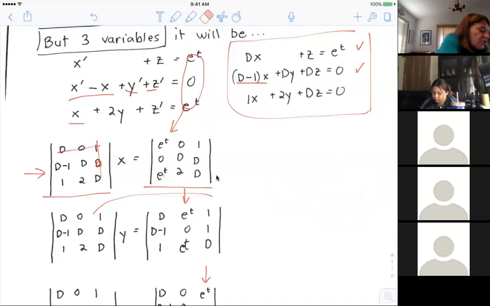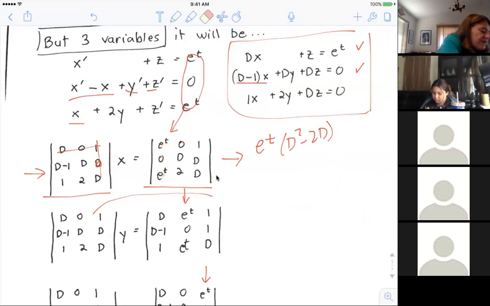So if I took the determinant of that, it'd be e to the t. Remember, delete the row and column. That'll be d squared minus 2d. That 0 is going to give me nothing there.